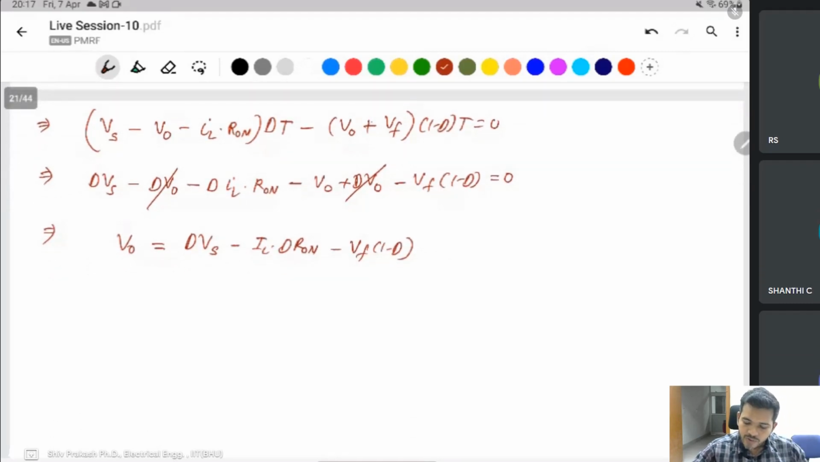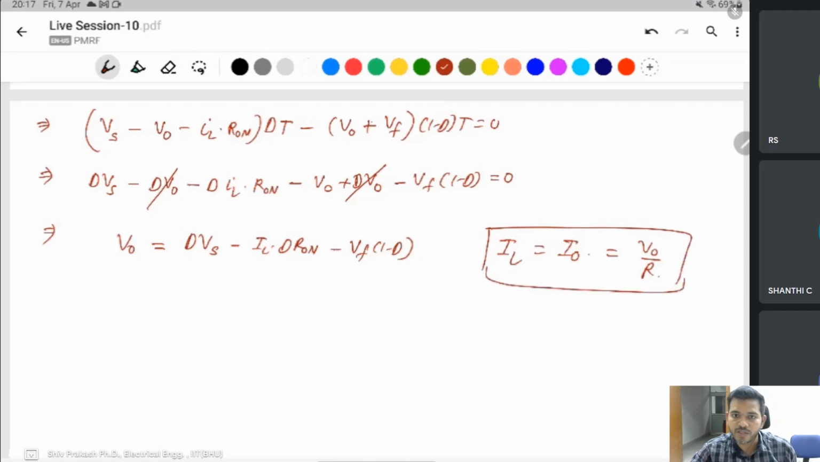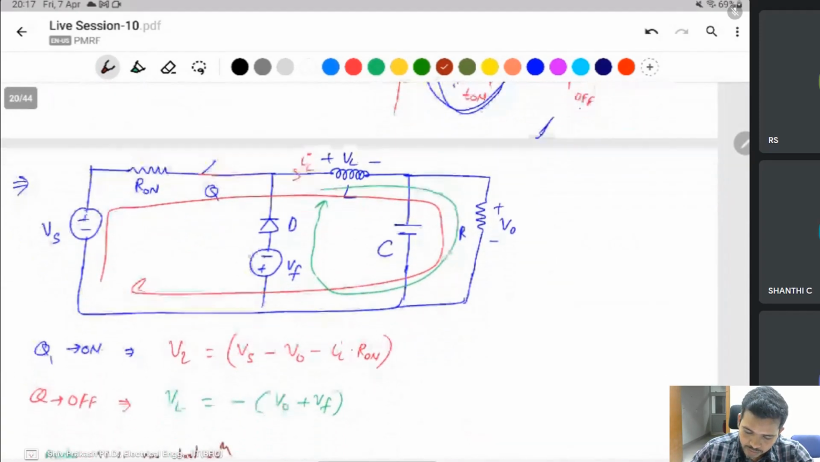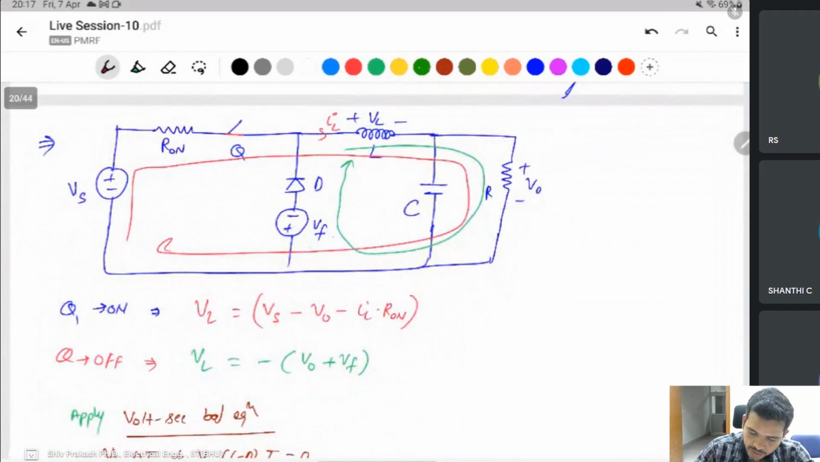In a buck converter, you know about the IL current. The average IL current is the same as the average output current, and the average output current is output voltage divided by resistance. Because this is the average current of the inductor, and the average current of a capacitor is 0, IC average is 0. So IL average is the same as I output average, which equals V naught by R.